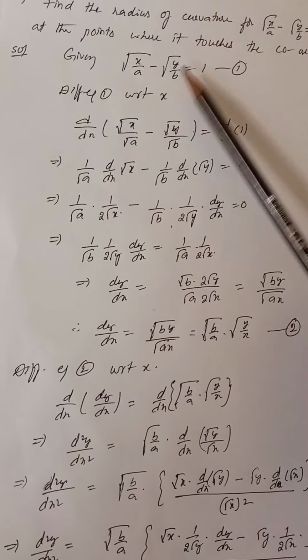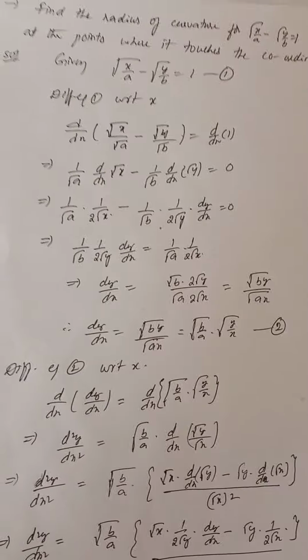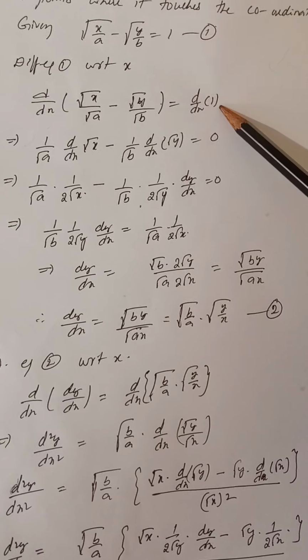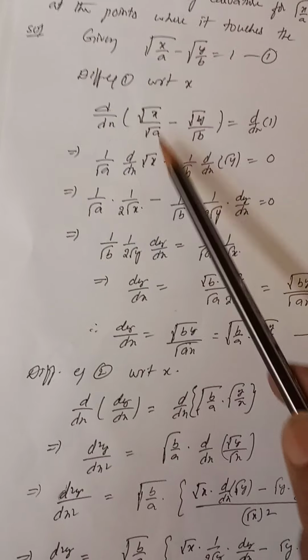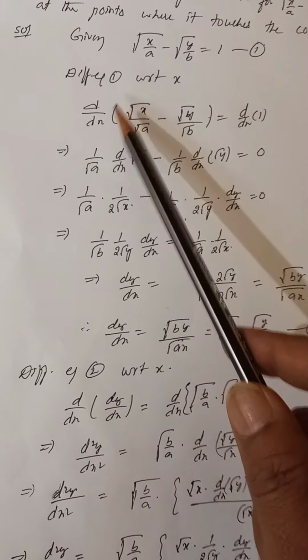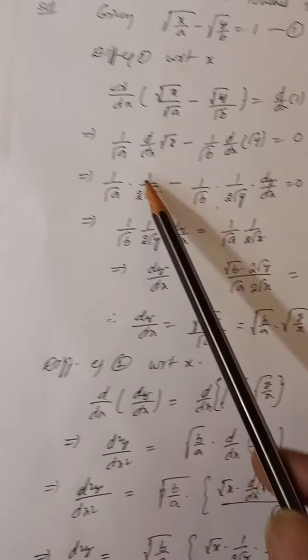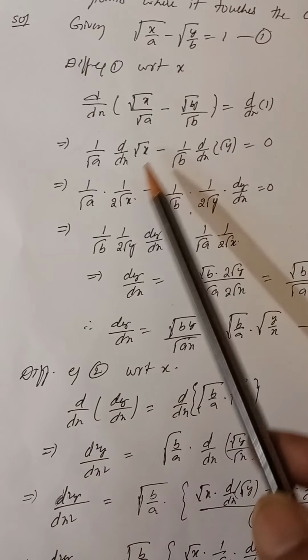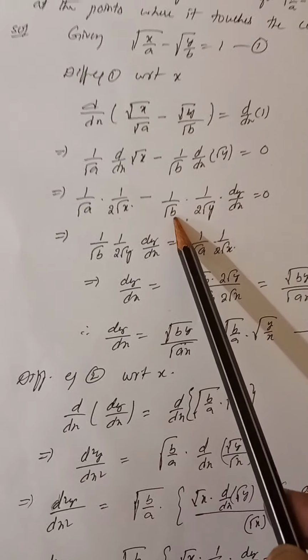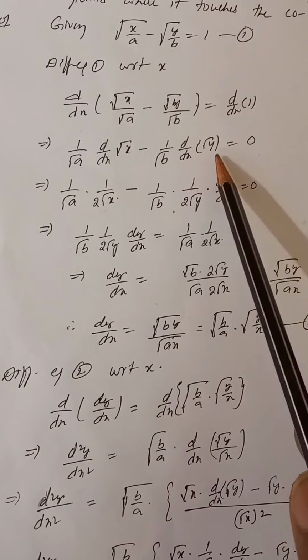Now we have to differentiate this one with respect to x to find dy by dx. Now here d by dx of the entire thing is equal to d by dx of 1. Now 1 by root a we are taking outside the differentiation, d by dx of root x. Similarly 1 by root b into d by dx of root y is equal to differentiation of a constant, which is 0 with respect to x, right? 1 by root a into differentiation of root x is 2 root x. 1 by root b into differentiation of root y is 2 root y into dy by dx, you have to write. Why you have to write? We are differentiating with respect to x, no?